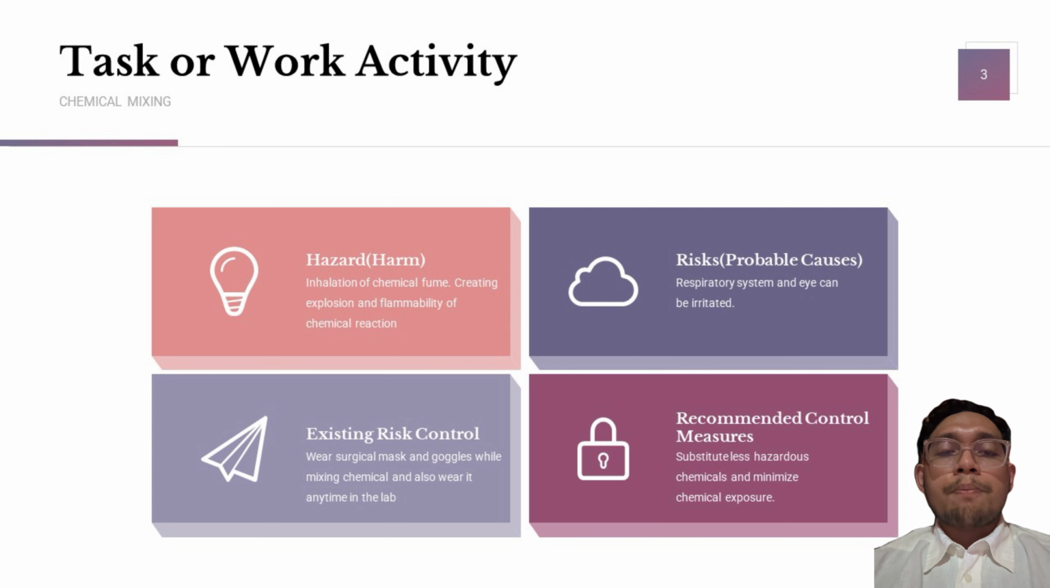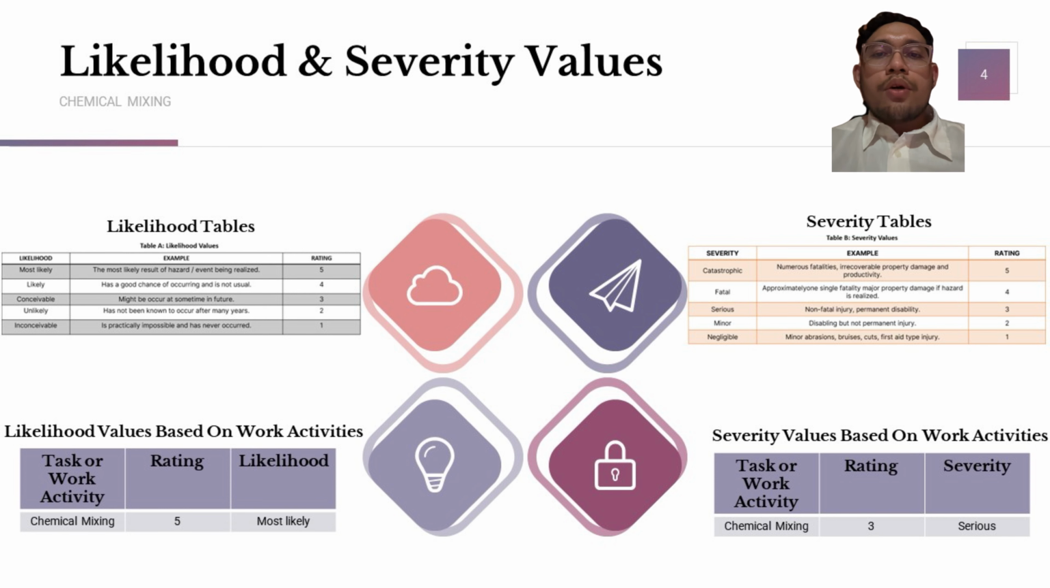Moreover, as part of our recommended control measures, it is prudent to explore the substitution of chemicals with lower inherent hazard and to adopt strategies aimed at minimizing overall chemical exposure, thereby enhancing the safety and well-being of laboratory personnel. In this slide, we are going to examine the likelihood and severity values for the chemical mixing task. All the values that have been decided are based on the two tables shown in this slide.